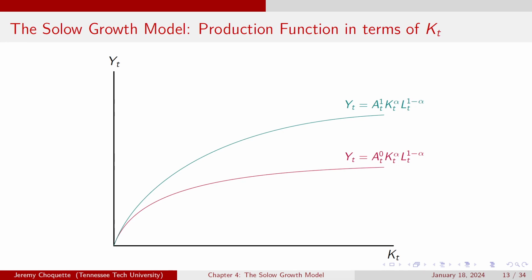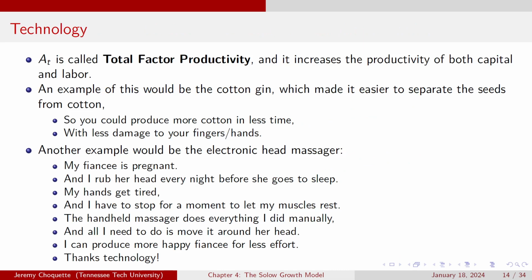So you can use 5 capital inputs and get 2 units of output. Or, with this increase in A, you can have 5 capital inputs and get, say, 3.5 units of output instead. So you're using the same amount of capital, it's just you're getting more out of it. It's like more bang for your buck.